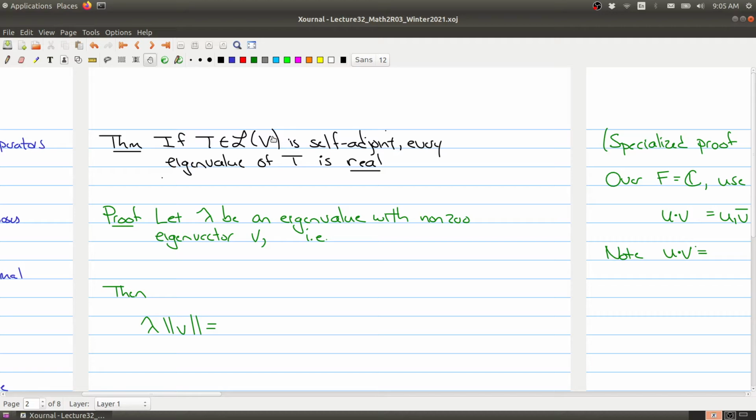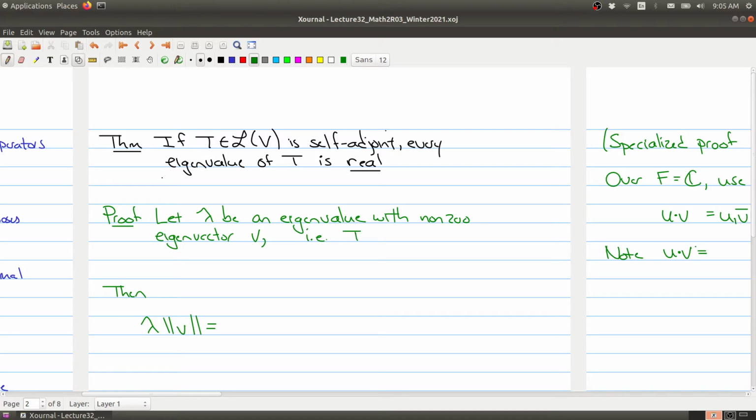Right, so there's no restriction on our vector space V here. It could be real or it could be complex. But the point is, when we have a self-adjoint operator, you are forcing the eigenvalues to be real. Let me walk you through the proof here. So let's say that lambda is an eigenvalue with non-zero eigenvector v.